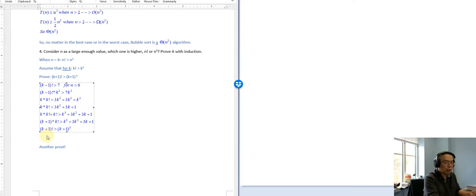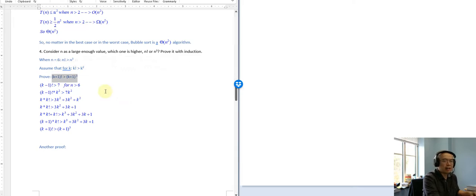And then how do you do that? You want to start from here. This is the statement you want to prove. Then you can do cancels, and you can increase one side or decrease the other side to make sure that it is still consistent.